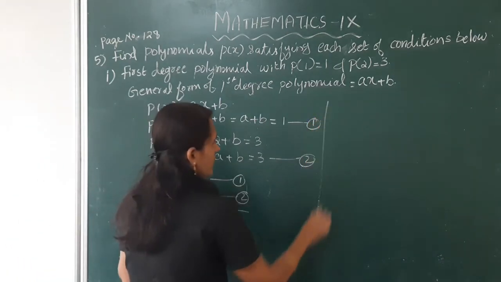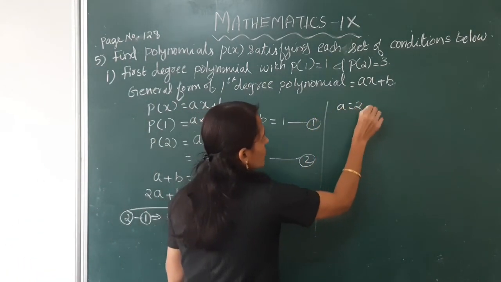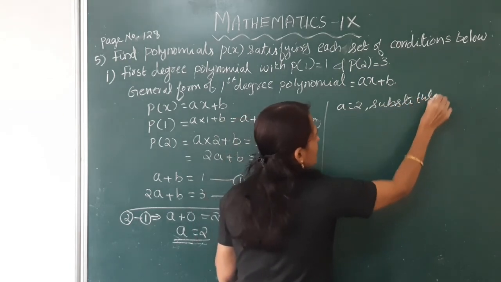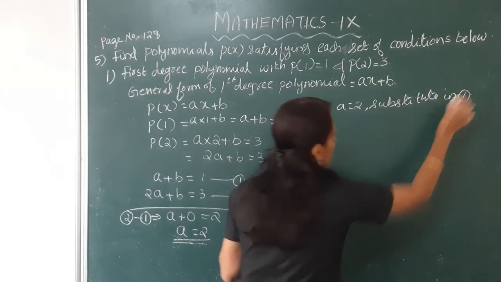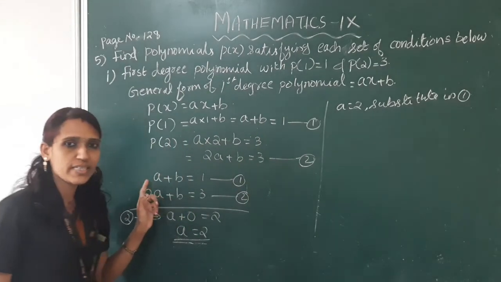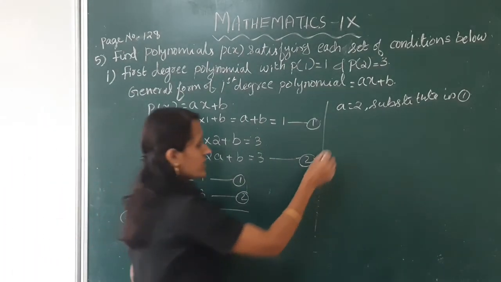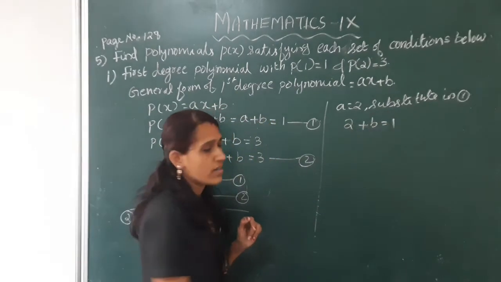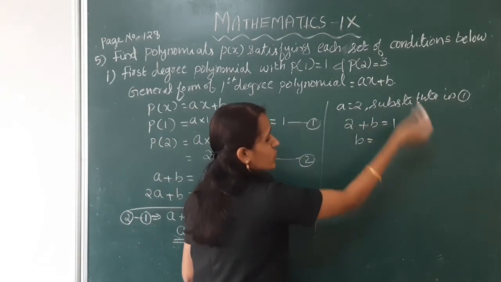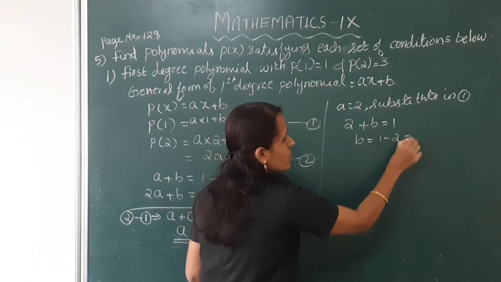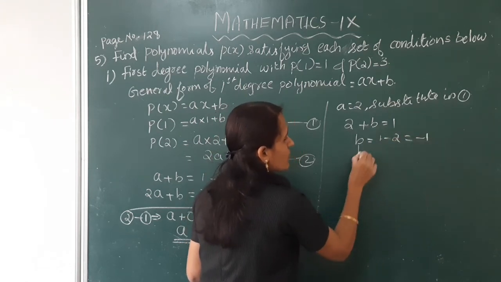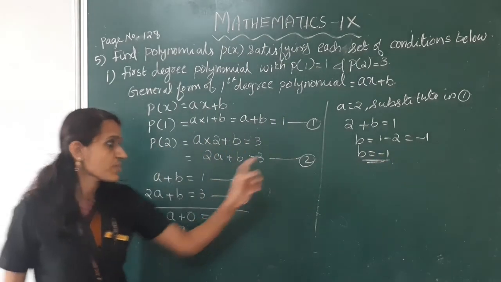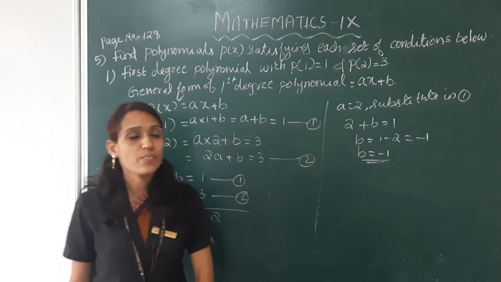Next, a is equal to 2. Substitute in equation 1. Here equation 1 is a plus b is equal to 1. a is equal to 2, so 2 plus b is equal to 1. b is equal to 1 minus 2, changing it to the right side. 1 minus 2 is minus 1. So b is equal to minus 1. a is equal to 2, b is equal to minus 1.